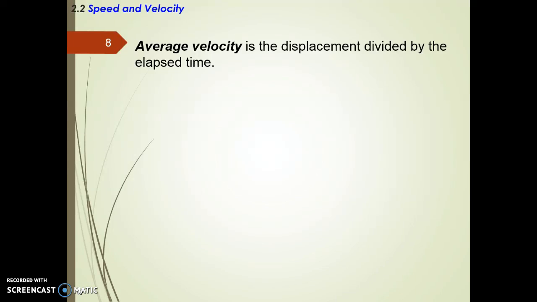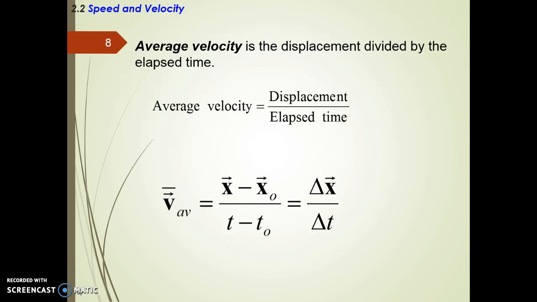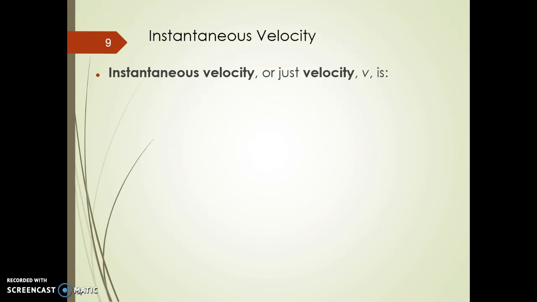Now, velocity is slightly different than speed. Velocity is not only speed, but also the direction that you're going. So speed is just how fast you're going. Velocity is how fast you're going and in what direction. So we define average velocity as being equal to the displacement divided by the elapsed time, not just the position, but the displacement over elapsed time. The way that we write that is average velocity equals change in position over change in time.